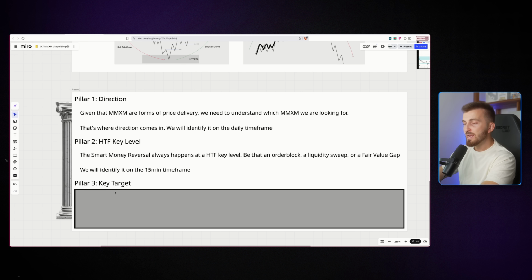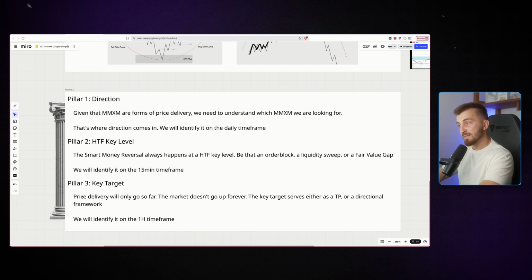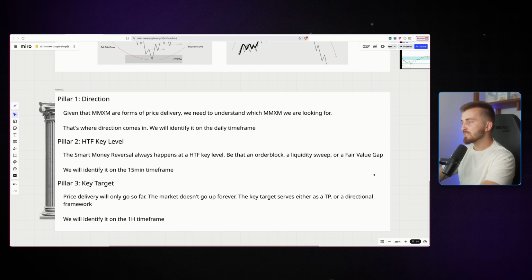And pillar number 3 is going to be the key target. So we have the key level that we expect a reaction from, and we have the key target. Price delivery will only go so far. The market doesn't go up or down forever. The key targets serve as either a TP or a directional framework. We will identify it on the 1 hour time frame.